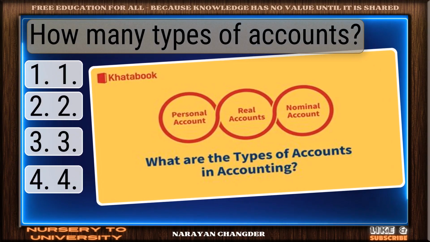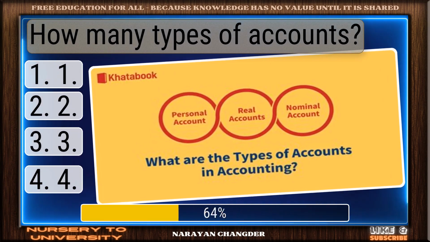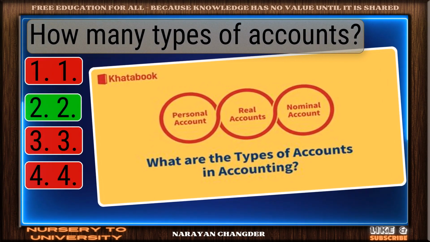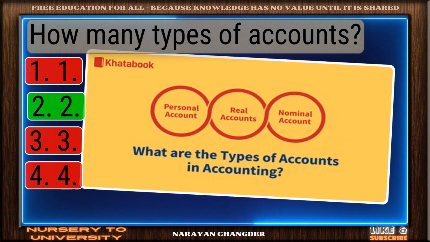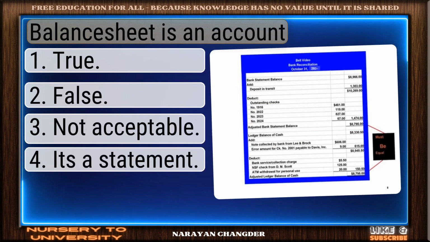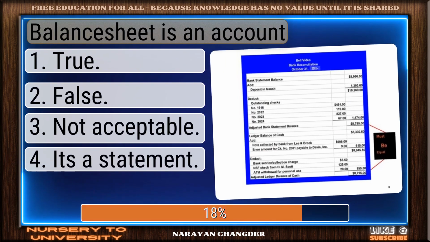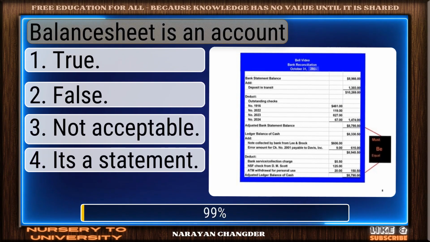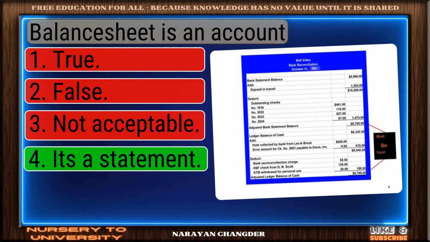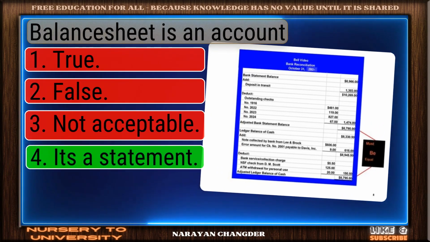How many types of accounts? Great thinking. 2 is the right choice. Balance sheet is an account. Smart move. It's a statement is an accurate answer.